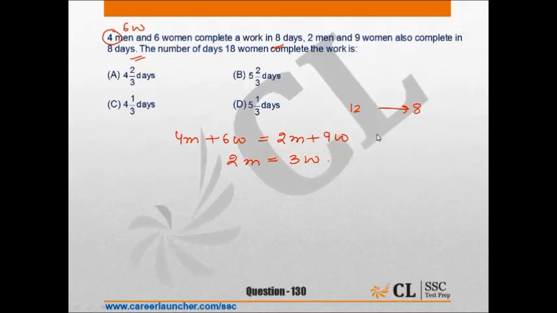Now, the number of days in which 18 women complete the work is, as the number of women is 3/2 of the 12, therefore the time taken to complete the work will be 2/3 of 8 days, and that would give me 16/3 days, or that is equal to 5 1/3 days. So my correct answer is option D.